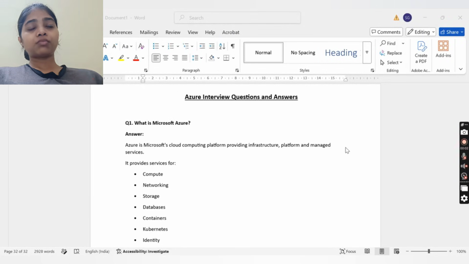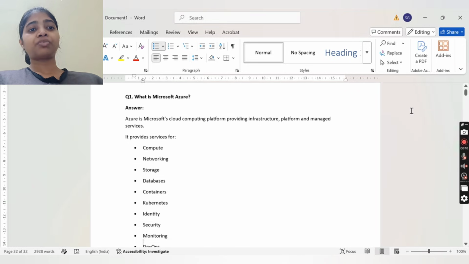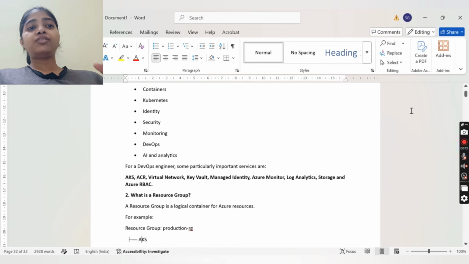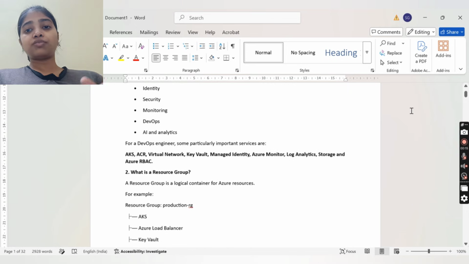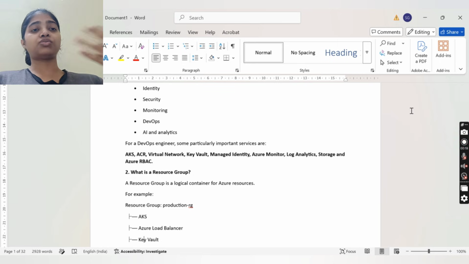So first question is, what is Microsoft Azure? I have given the answer also, you can go through that. It's not like we should know this many services, or this also we should know, we should cover the maximum services. It's not like that. Whatever services you know, you should be pitch perfect in that, whatever questions are asked, you are able to answer around it.